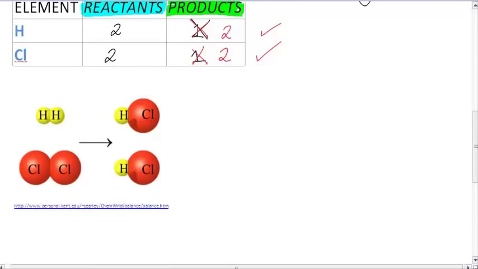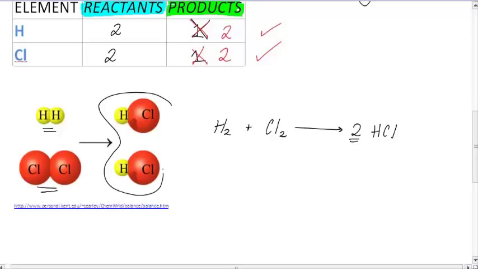So again, if I have a molecule of H2, which you see right here, and a molecule of Cl2, which you see right here, that's going to give me 2 molecules, here's my coefficient, of HCl. Okay? And the reason for that is the law of conservation of matter. The atoms can't just disappear. They can't be destroyed. So because there are 2 hydrogens and 2 chlorines to begin with, I'm going to end up producing 2 molecules of HCl.